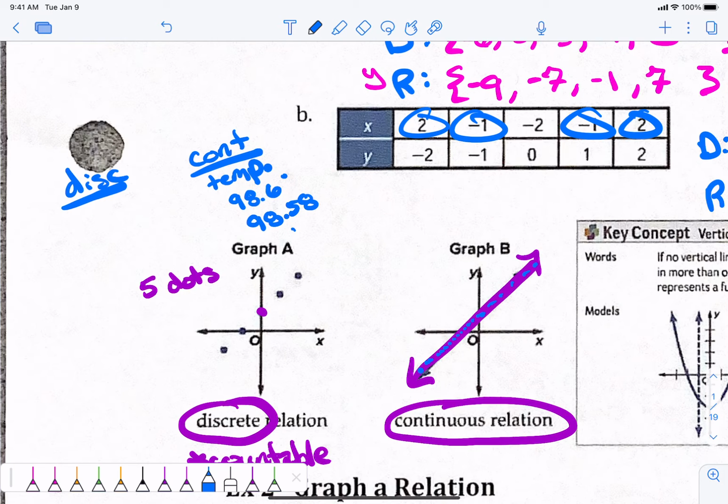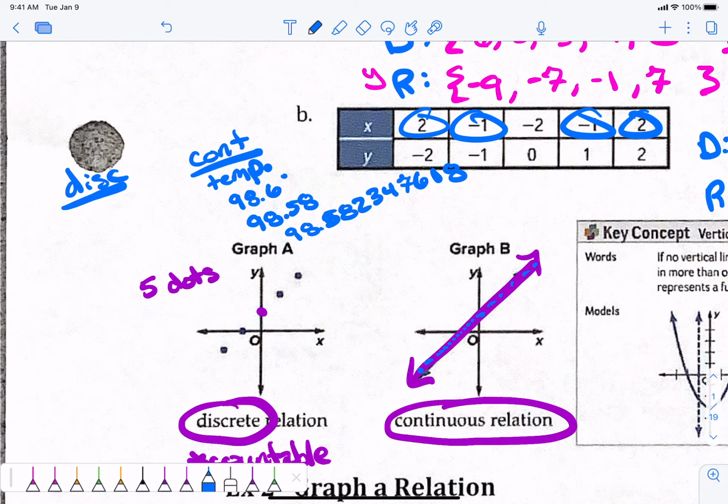Or my actual temperature might be 98.582 or 98.5234761. I don't know. That decimal could continue on forever, right? It's kind of like that solid line. It's touching all of the decimal places in between 98.6 and 98.7. Does that make sense? Okay, all of those decimals.